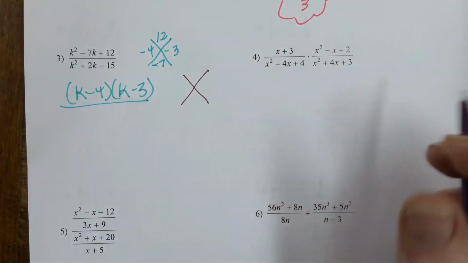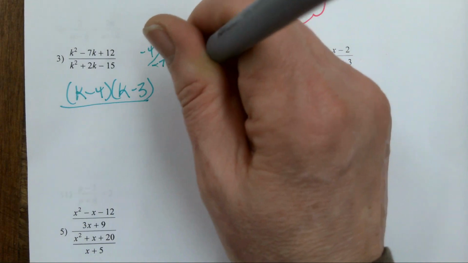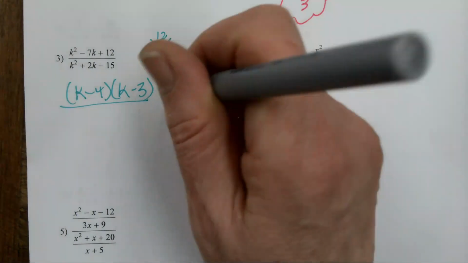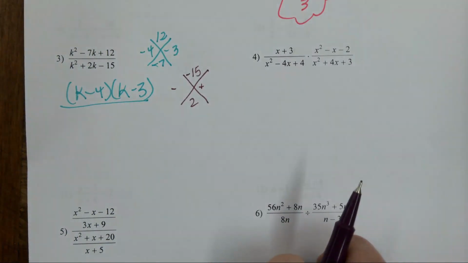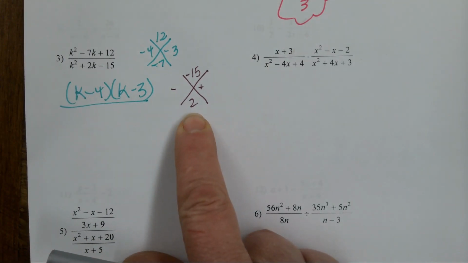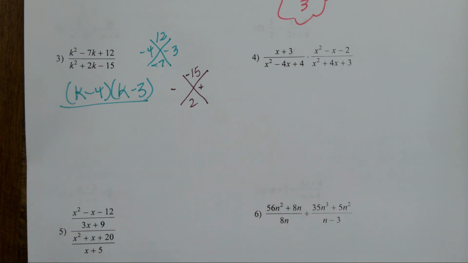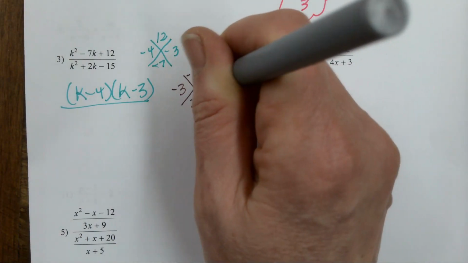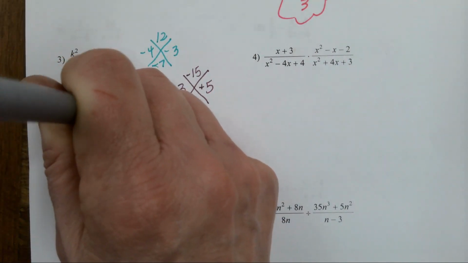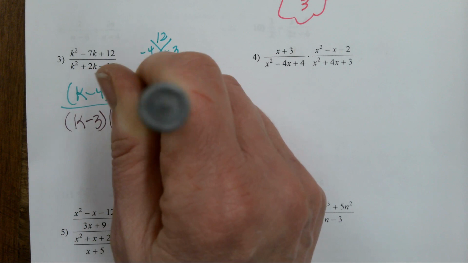Also, nothing in front of the squared term, so I need two numbers that multiply to be negative 15, add to be positive 2. That means one of the numbers has to be negative and the other one has to be positive. I know that because that's the only way I'm going to get a negative product. Remember, it's multiply to the top, add to the bottom. And I also know that the bigger number has to be the positive one because that's the only way I'm going to add a negative and a positive and end up with a positive result. And what works for me is 3 and 5. So this is k minus 3, k plus 5.